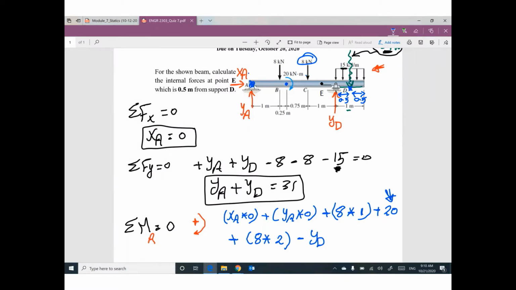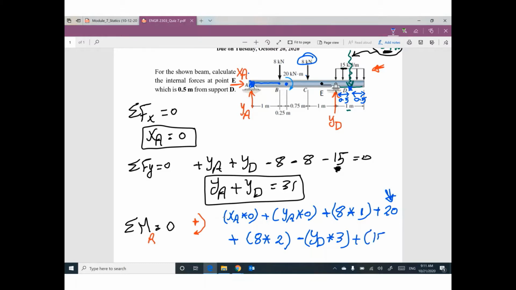Please go step by step. Don't forget any. So I'm going step by step. The first one is 8. The second one is 20. The third one is 8. The fourth one is YD. YD times what? The total distance, 3. Keep going. The next one, 15.